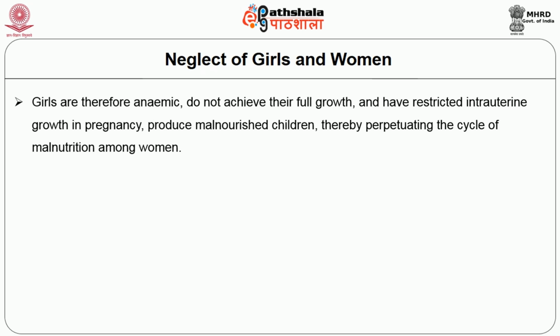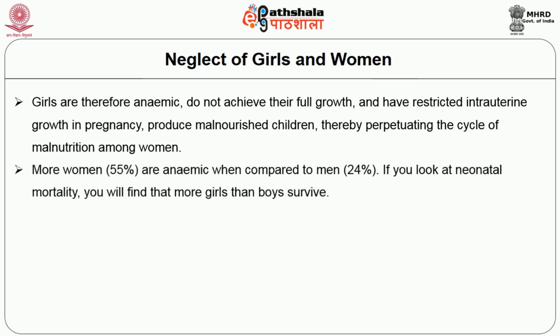Girls are therefore anemic, do not achieve their full growth and have restricted intrauterine growth in pregnancy, produce malnourished children, thereby perpetuating the cycle of malnutrition among women. More than 55% are anemic when compared to the men, which is only 24%. If you look at the neonatal mortality, you will find that more girls than boys survive.